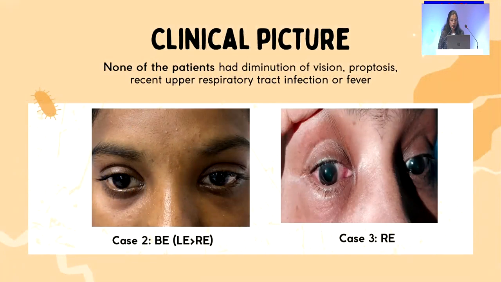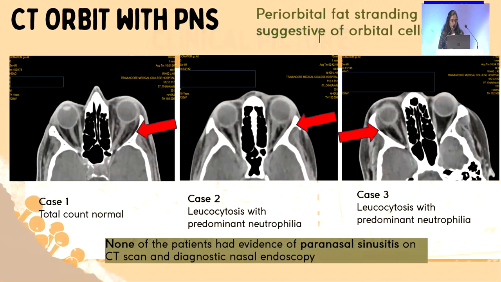This is the clinical picture. None of our patients had any diminution of vision or proptosis or history of upper respiratory tract infection or fever. This is case 2 and case 3. But the CT orbit with PNS was ordered and it showed periorbital fat stranding in all 3 patients, which was suggestive of orbital cellulitis.